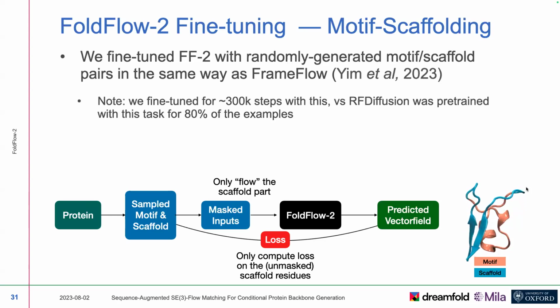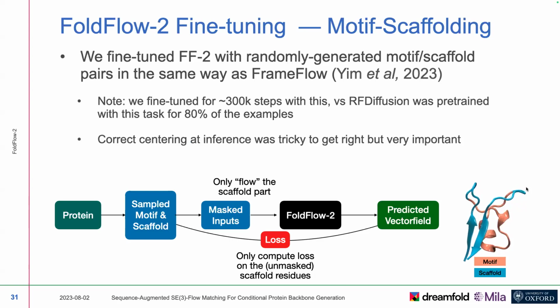On the right, we see this design, where the motif is fixed and the scaffold flows along the path. We fine-tune for about 300K steps, while other methods usually train entirely with this kind of augmented data. In RFdiffusion, they did this 80% of the time. The main challenge there was really the centering, the discrepancy sometimes between training and inference. So we had to iterate a few times on this to get it right.